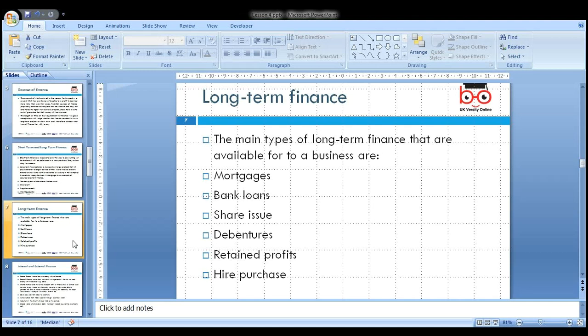So always we need to focus on the short-term and the long-run finances. We can divide them into short-term requirements and long-term requirements for the business, to understand better. The main types of long-term finance available for the business are mortgages, bank loans, share issues, debentures, retained profit, and hire purchase. So these are the long-term sources of finance. A bank loan can be 3 to 5 years. So think about loans. Does anybody know what the base rate is?